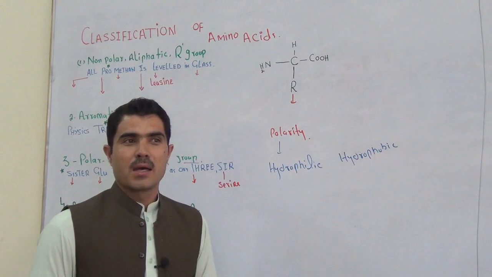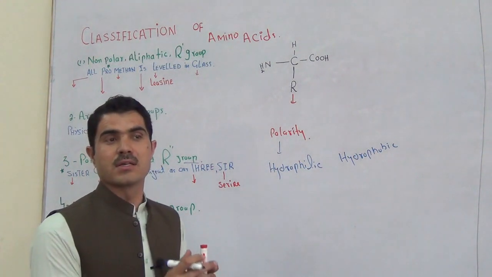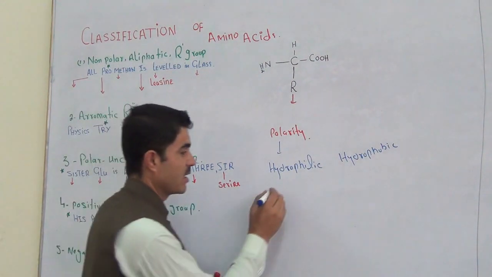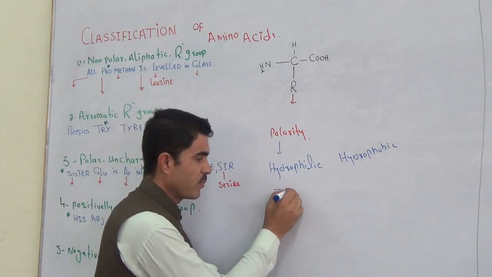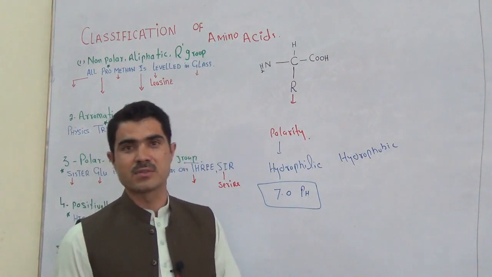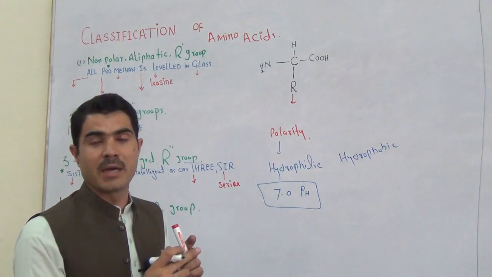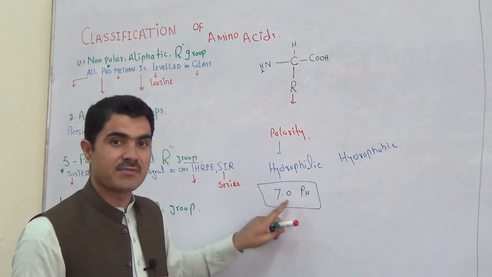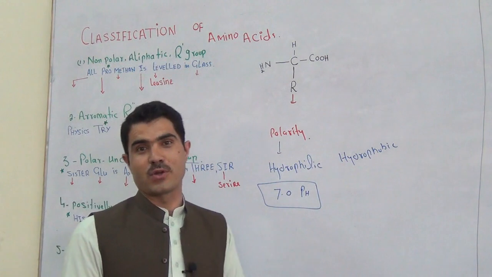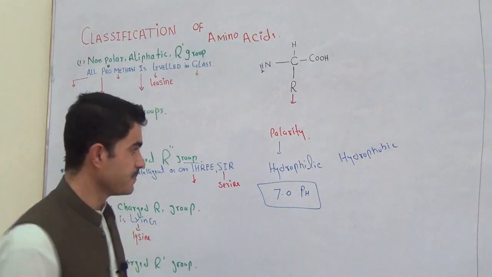One thing more, today's classification is based on a specific pH. We will see all the amino acids at a specific pH called the physiological pH, which is 7.0. The pH may be from 0 to 14, 1, 2, 3, 4, 5, 6, 7. But while we are classifying our amino acids, all the amino acid classification will be based on the 7.0 pH, because this is considered as the physiological pH. So every amino acid will be studied at this pH, right?